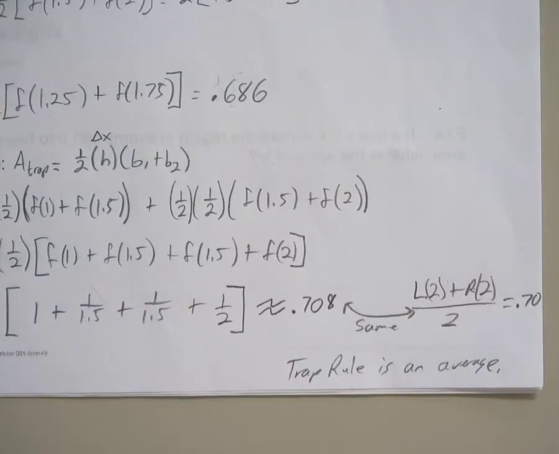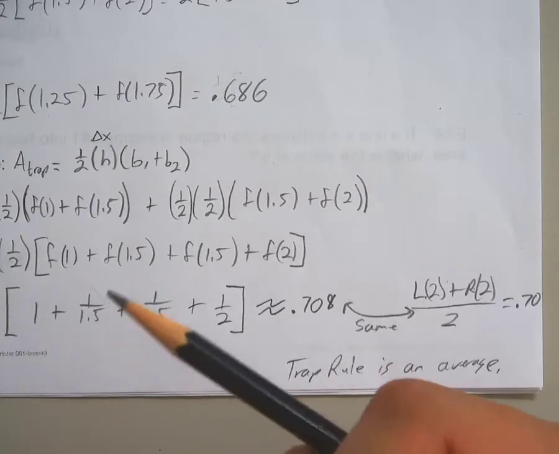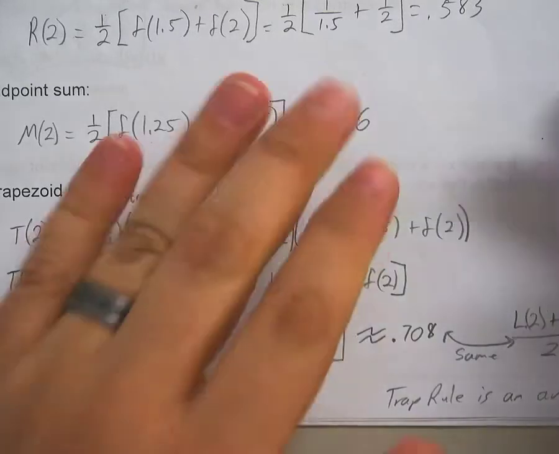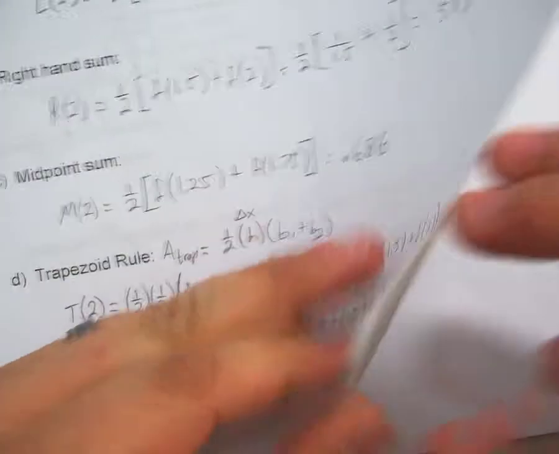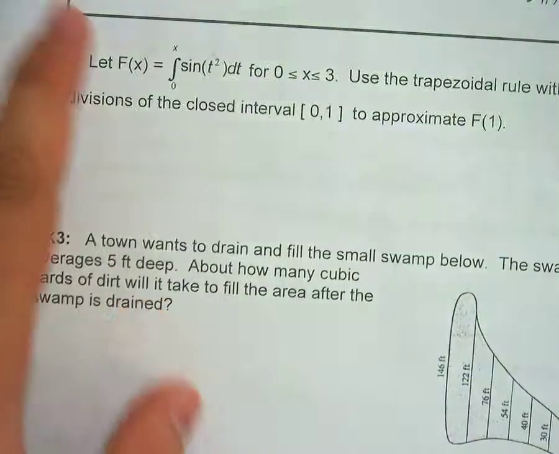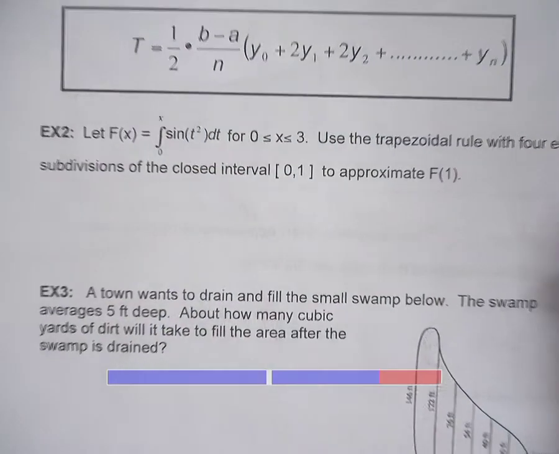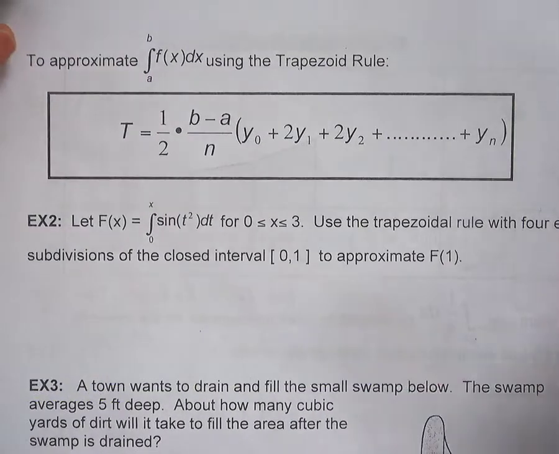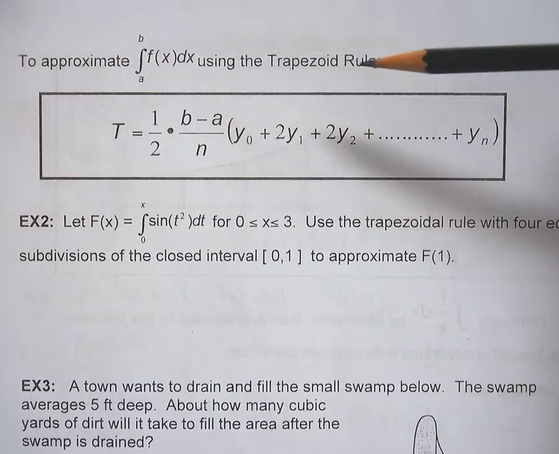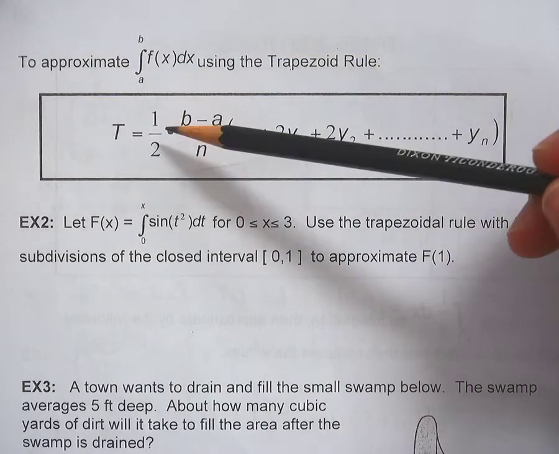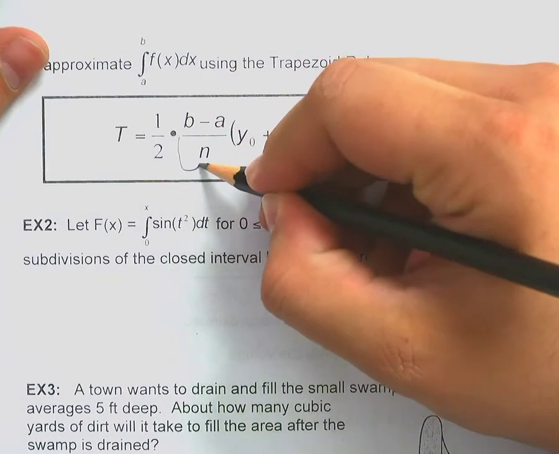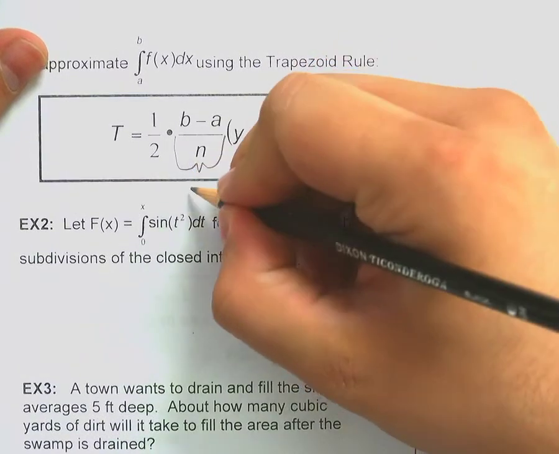Now, obviously there is a form to this, and we're not going to have to come up with the trapezoids every single time. There is a slightly shorter way to do it, and it's just from simplifying. It comes on the next page. Alright, let me back up here. So the trapezoid rule. To approximate the integral from a to b using the trapezoid rule, we have 1/2 times b minus a over n. This guy right here, this is delta x.